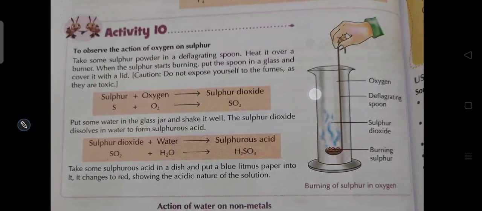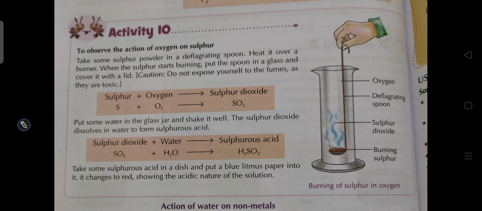Now activity 10C, to observe the action of oxygen on sulfur. Take some sulfur powder in a deflagrating spoon and heat it over a burner. When the sulfur starts burning, put the spoon in a glass jar and cover it with a lid. The caution is: do not expose yourself to the fumes as they are toxic. Sulfur reacts with oxygen and forms sulfur dioxide.